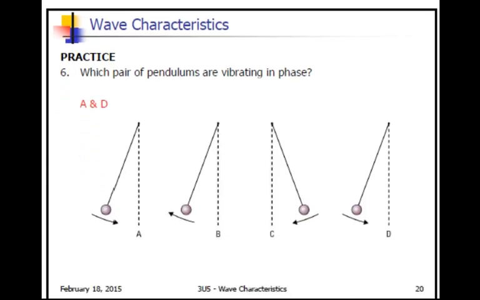Which pair of pendulums are vibrating in phase? So A is on the left side and it's moving to the right. D is on the left side and it's moving to the right. So A and D would be in phase.